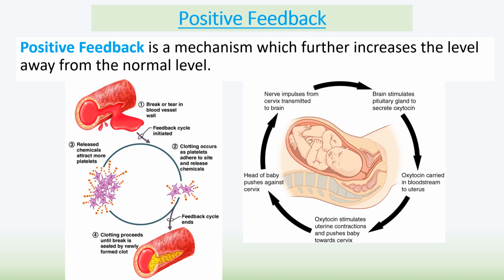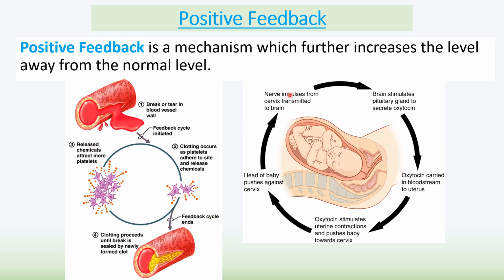The opposite of this is positive feedback, which is a mechanism that further increases the level. An example that you need to know about is blood clotting. Here you see you get a break or tear in the vessel. Clotting occurs because platelets adhere to the chemicals, and it releases further chemicals which attract more platelets.